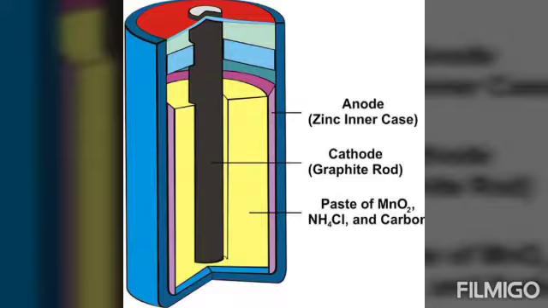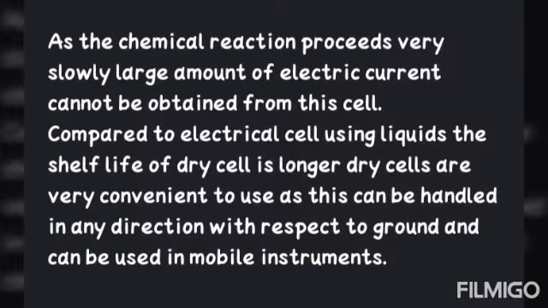Now, due to the wet pulp used in this cell, the chemical reaction proceeds very slowly. The mixture which is used is a wet one, and so the chemical reaction which takes place is very slow. Hence a large electrical charge cannot be obtained. We cannot obtain a large electrical charge from the dry cell compared to a cell made using liquid. The lifespan of this dry cell is also less compared to the other cell.